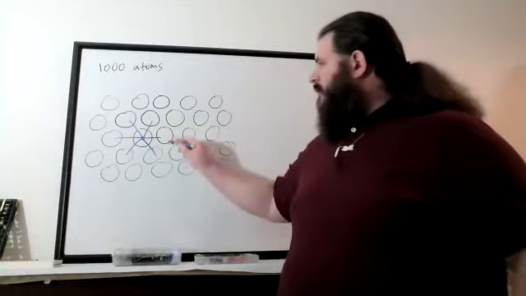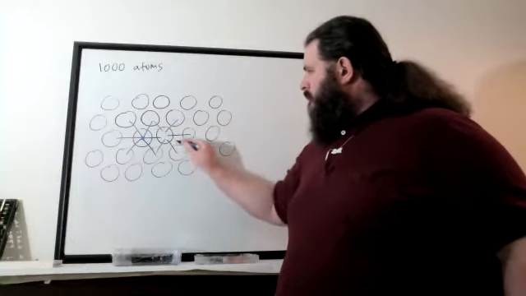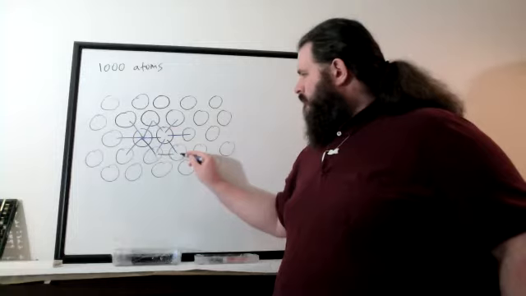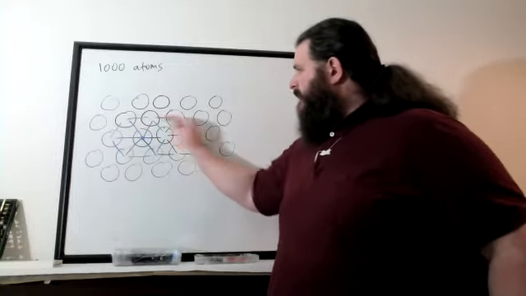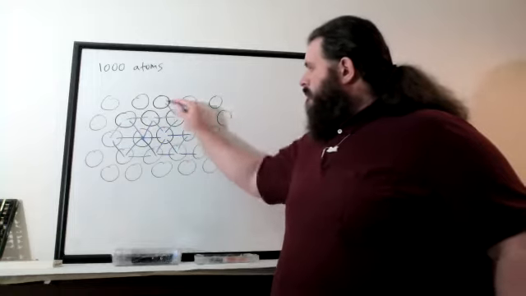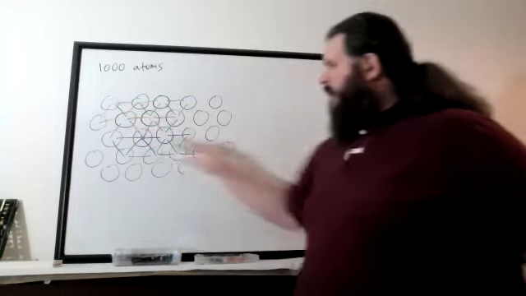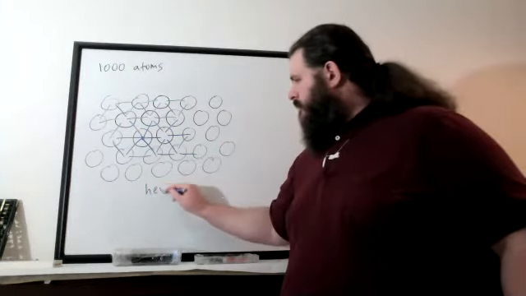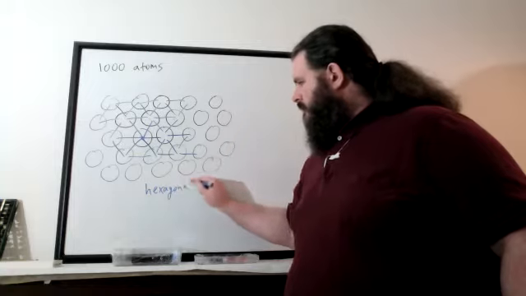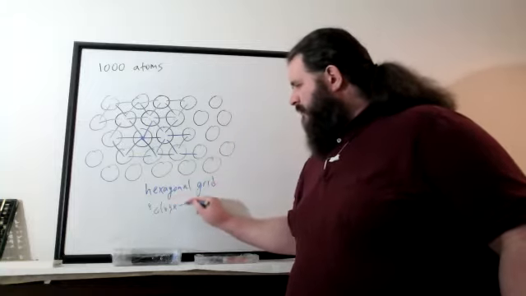And if you draw in all the bonds here, you end up getting these hexagonal shapes, and so on. So this would be a hexagonal grid, a close packed arrangement.